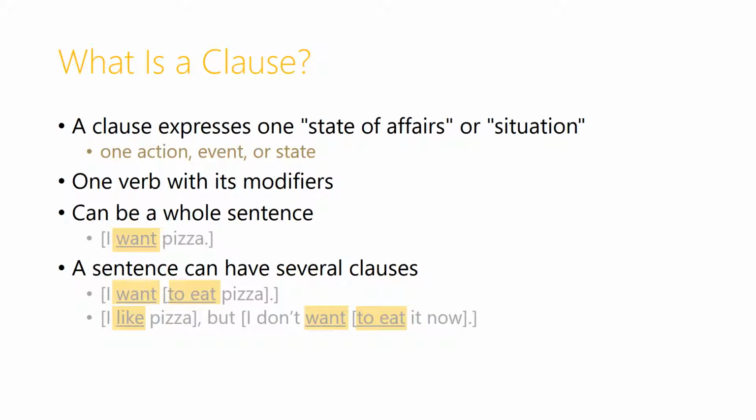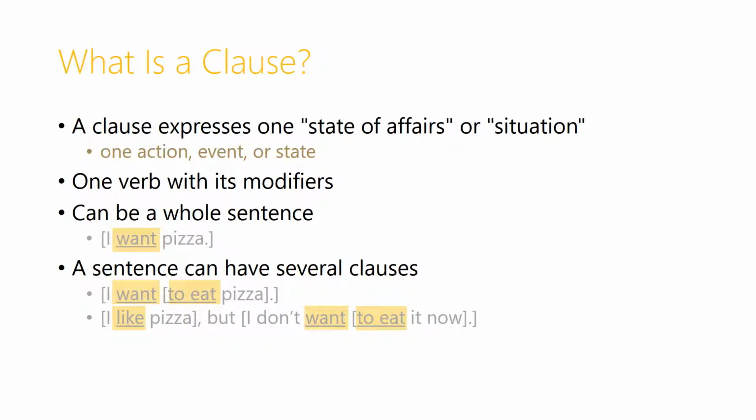But a single sentence can also have several clauses. We might say, I want to eat pizza. There we have two clauses nested one inside the other. The verb want, and I modifies want, tells us who's doing the wanting. Now, I want something, but when we describe what it is we want, we use another verb, to eat. That's the infinitive, to eat pizza. So because we have two verbs, we have two clauses based on those two verbs.